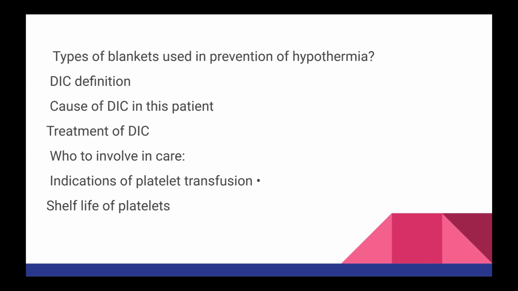Okay, so can you name the types of blankets which can be used in the prevention of hypothermia? The types of blankets used are space blankets, then forced air warming blankets like Bair Hugger blankets, then electric warming blankets.